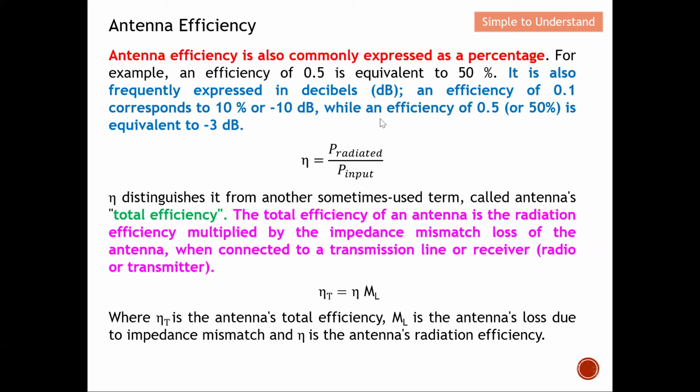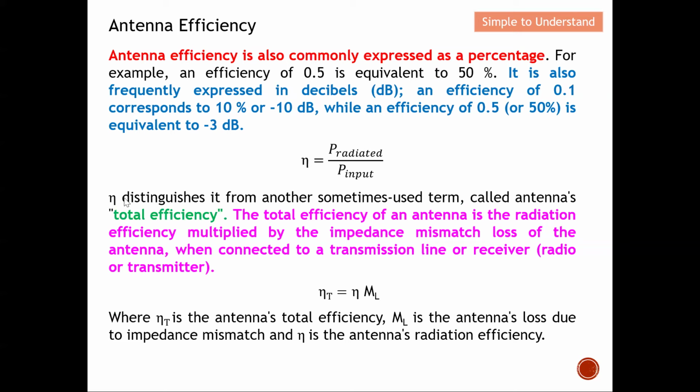Okay, another example to make it much clearer. When the efficiency is 0.5, which I illustrated earlier on, it will be 50%, and this is equivalent to minus 3 dB in decibel. So this is a formula that I described earlier on.